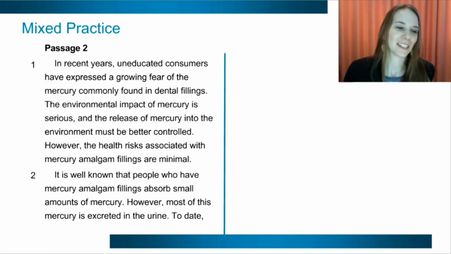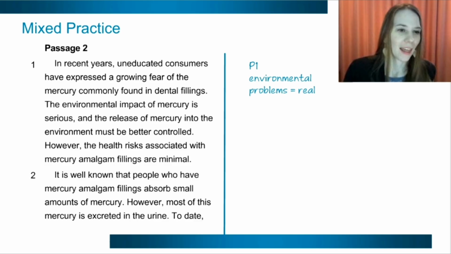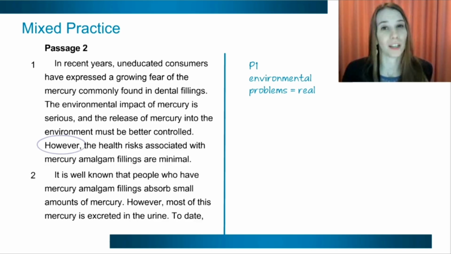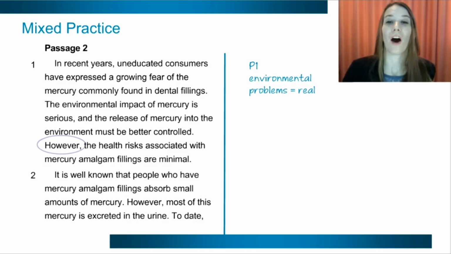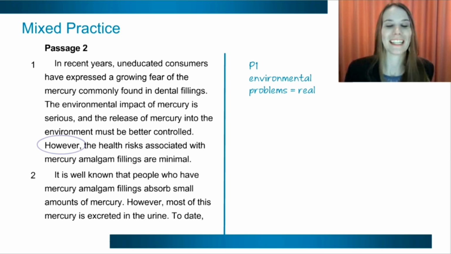Author two here says, well, the environmental impact is serious. However, the health effects are not. So this is author two's point of view. When it comes to mercury in the environment, mercury environmental problems, real. But this health problem associated with the fillings, not so much. All right, let's continue reading. Go ahead and read paragraph 2. What further evidence does the author use to support his or her claims?